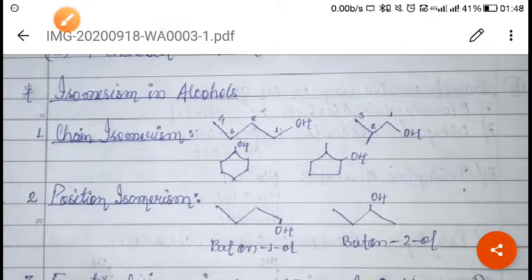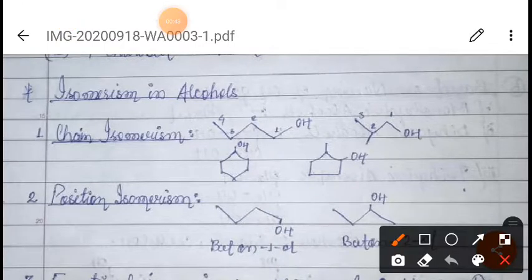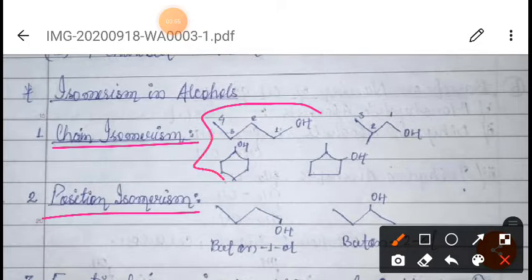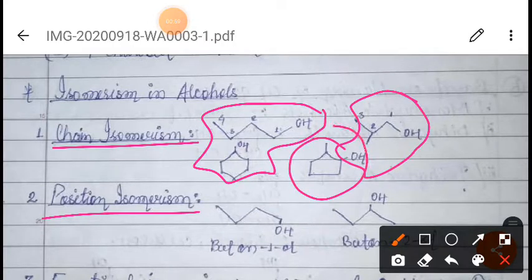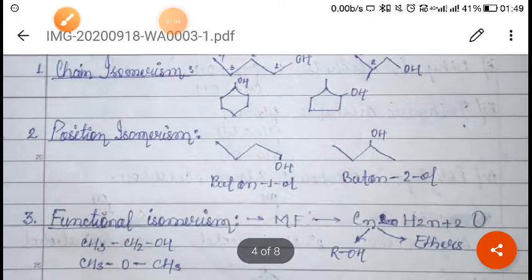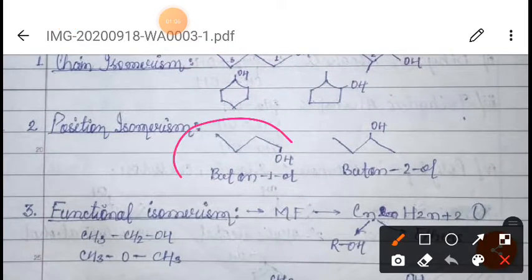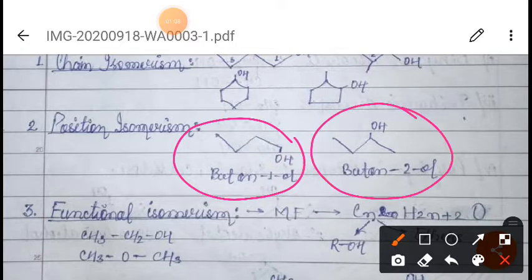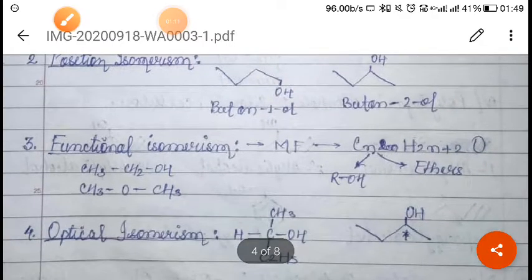When you talk about the isomers in alcohol, they are of four types. One is chain isomer, another is position isomer, the third is functional isomer, and the fourth is optical isomer. Here are some examples I have given you. I hope all of you know what an isomer is. These are examples of chain isomer, here is an example of positional isomer, and here is the functional isomer.